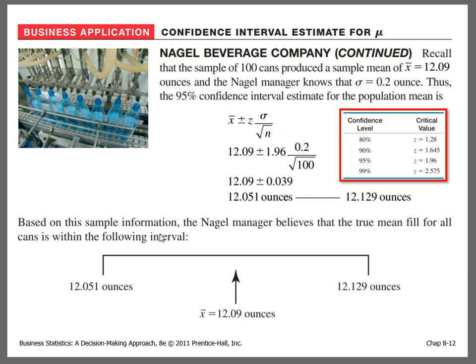Based on this sample information, the Nagel manager believes that the true mean fill for all cans is within the following interval. And because this interval does not contain the target mean of 12 ounces, the manager should conclude that the filling equipment is out of adjustment and is putting in too much soda on average.